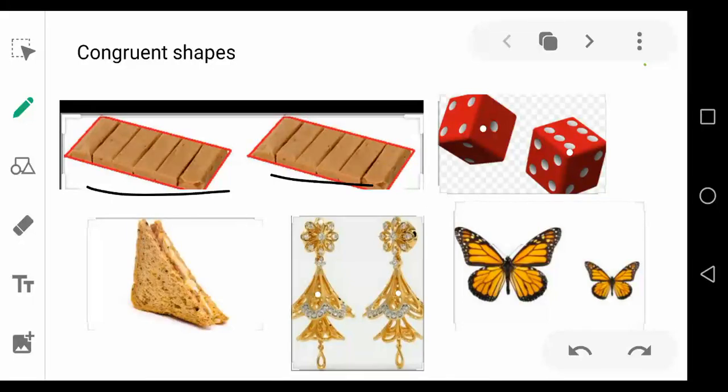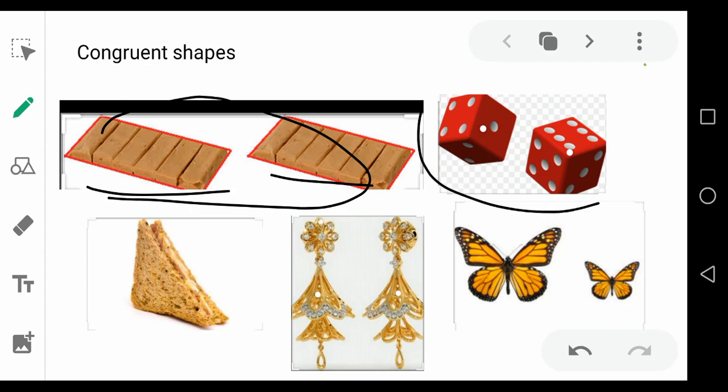Hello students. So we are studying the chapter congruent shapes. In this chapter, you know what is congruent. Congruent means the figures which have same size and same shape are called congruent figures. Here are some examples I have given. These two are congruent, same size and same shape.